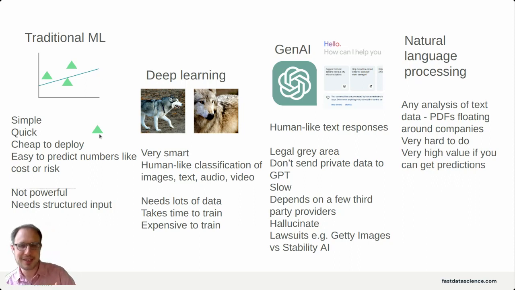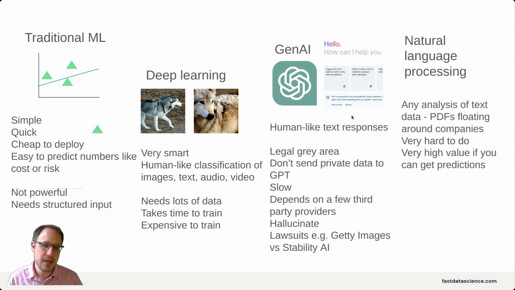Then we've got deep learning. That's things like the convolutional neural networks that are able to classify images of dogs, cats, huskies, and so on. So that gives us very impressive, very high accuracy, human-like classification of image, text, audio, or video. These need a huge amount of data to train. They take a long time to train. They're very expensive to train. They're expensive to operate, but they're quite powerful. They don't really solve a business problem on their own. And I think traditional machine learning is the main one that is easiest to get a business result from.